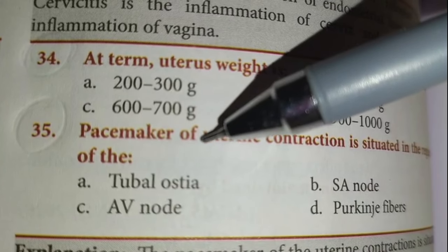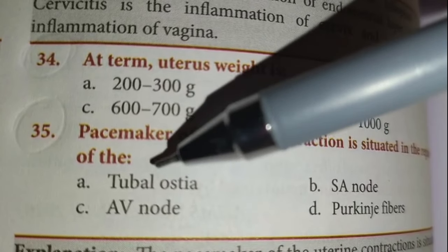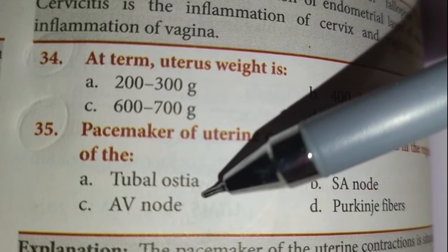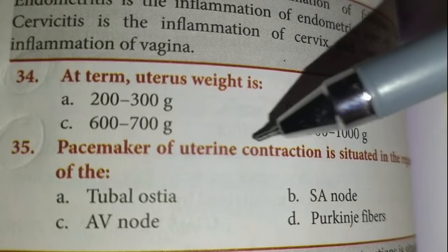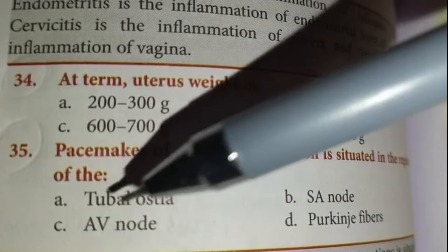And the correct option is option A, tubal ostia. Pacemaker of uterine contraction is situated in the region of the tubal ostia.